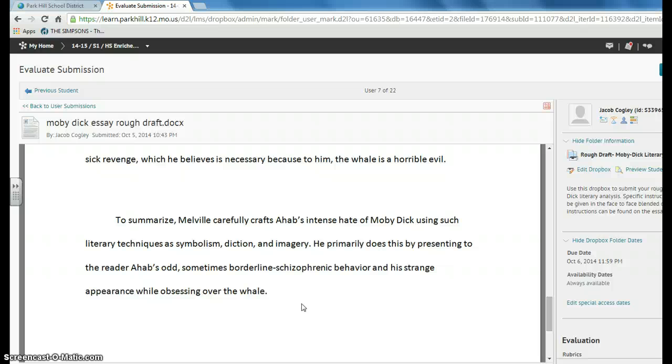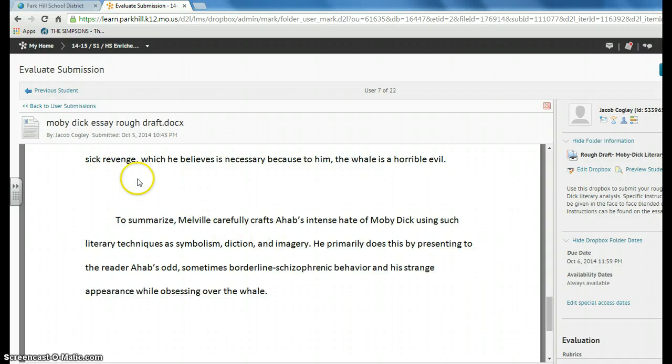And your final thought could be something along the lines of how Ahab did eventually die due to his obsession with the whale. I would leave this "borderline schizophrenic" out because we don't actually know that, even though we do maybe see some of the signs that deal with that.